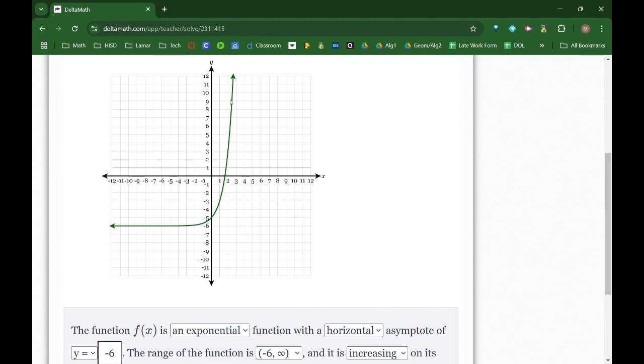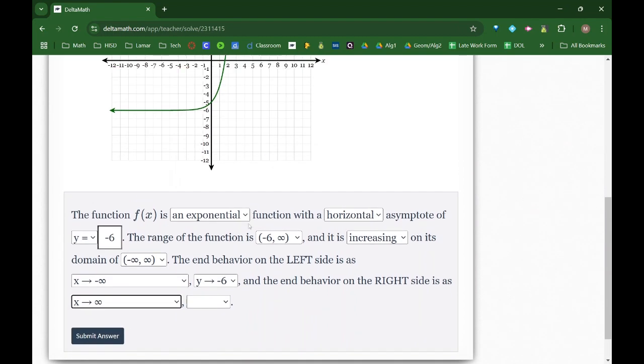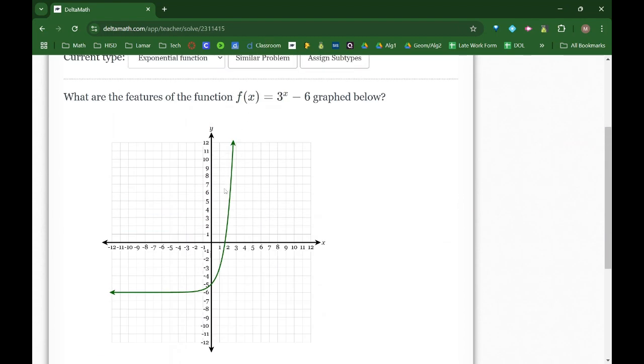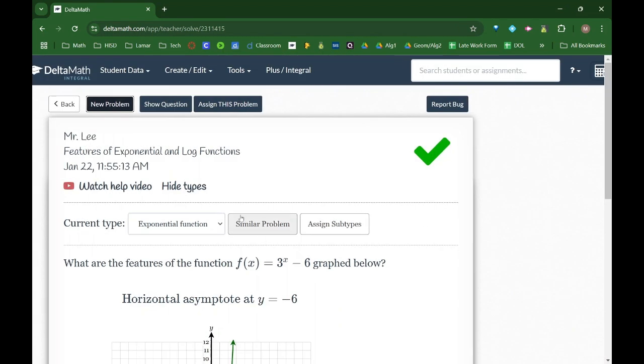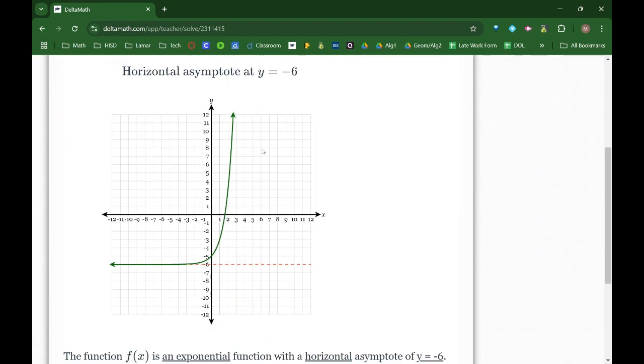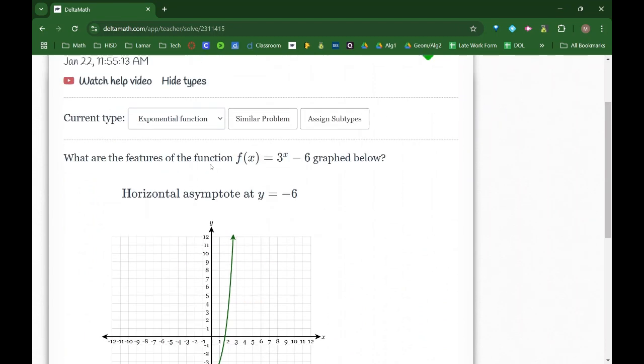On the right side, as x goes to positive infinity, the y is going super high up, right? Infinitely up. So that means y is approaching positive infinity. So we submit it. Cool. And that's our problem here. And you'll see here that they've drawn the asymptote of y equals -6.